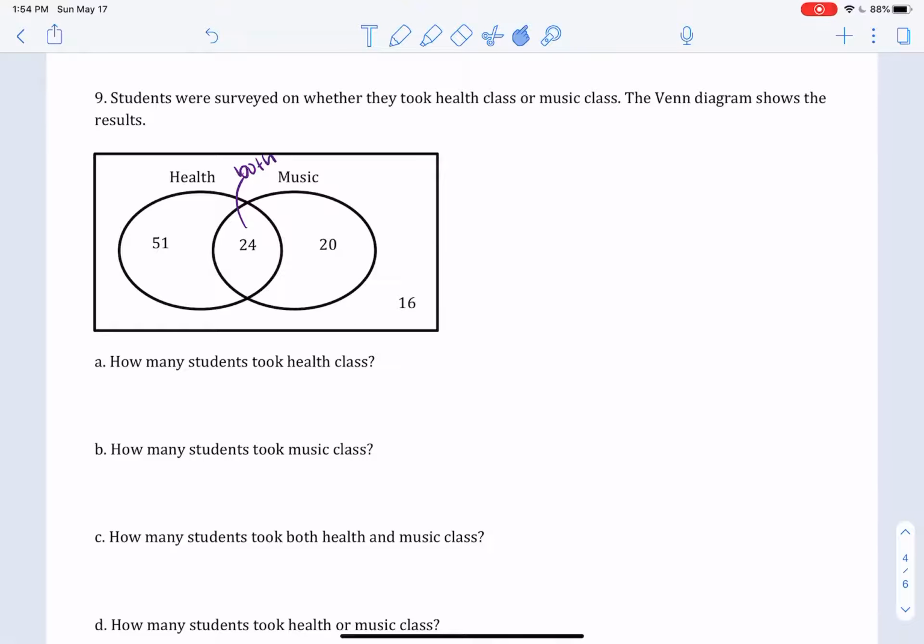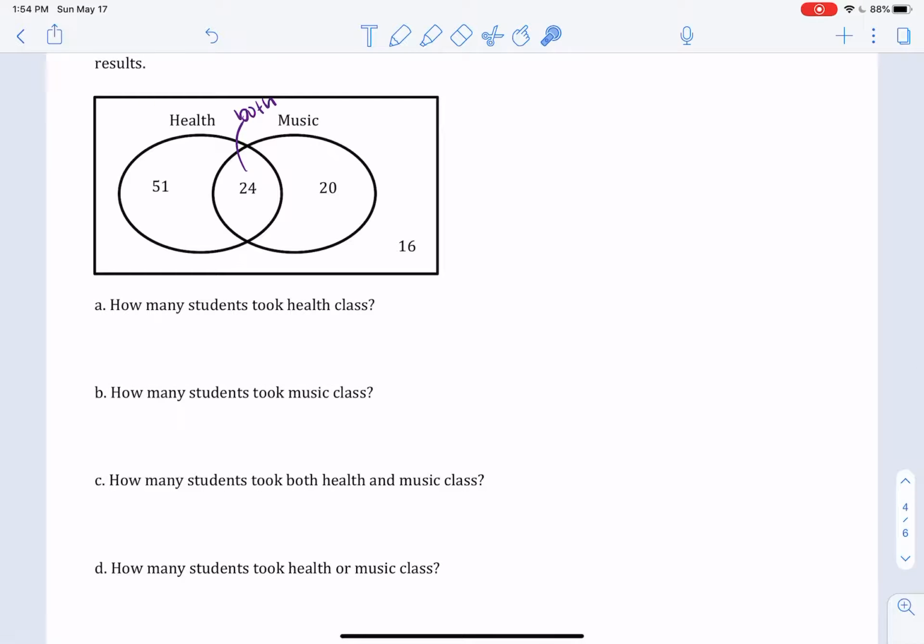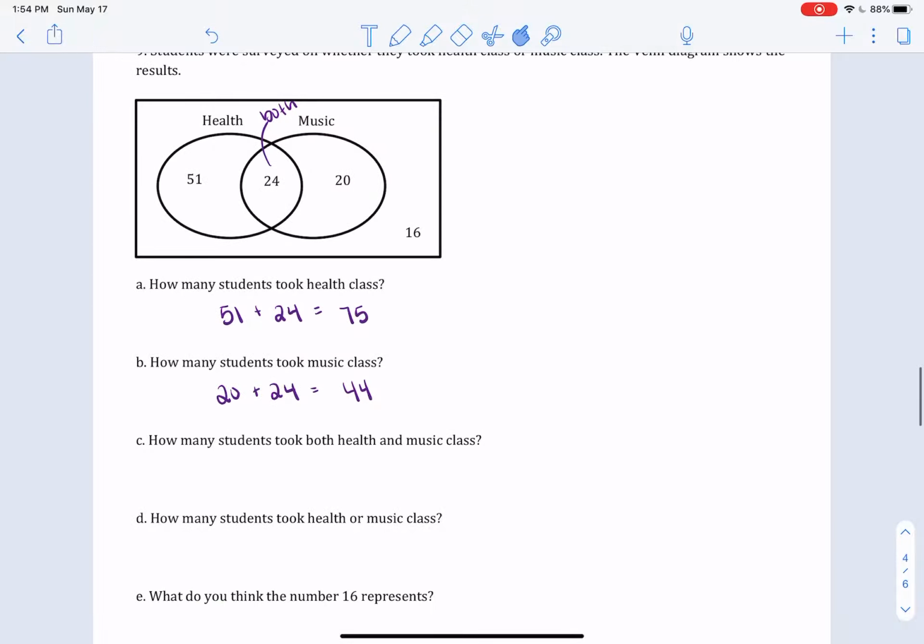Okay. So the first one says how many students took health class. Well, we can see that there's 51 students that took health, but also we need to count the students that took both because they are also in health, and that would be 75. How many students took music class? Well, there's 20 here and then the both, so we'll take 20 plus 24, which gives us 44. C says how many students took both health and music class. Well, both would be in the middle, so that's just 24.